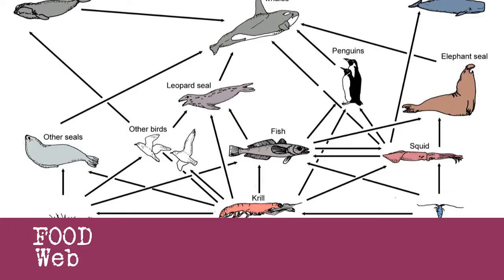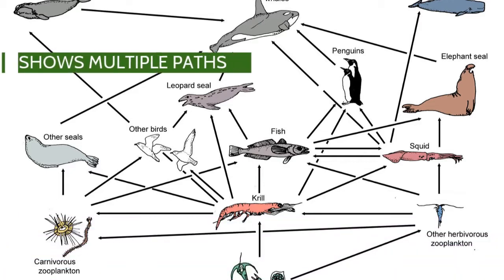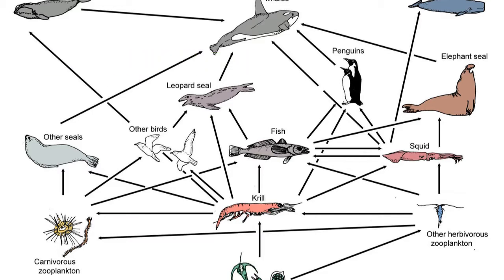Now, a food web is very similar to a food chain, except for the fact that a food web shows multiple paths of energy flow in an ecosystem. The paths shown are twisted and entangled, resembling a spider's web.